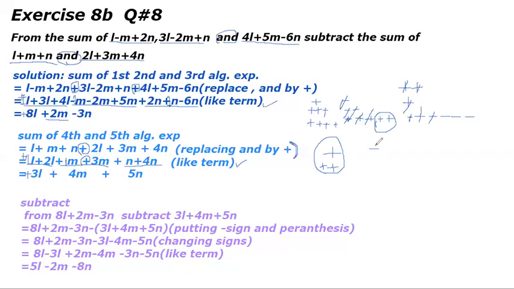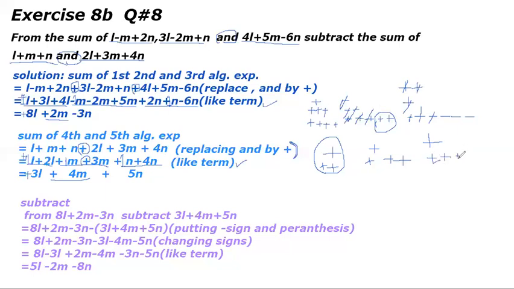Positive 1m means that positive sign 1 time, and positive 3m means that positive m 3 times. Now total they are positive 4m. Look, positive 4m. Now positive n means positive 1n and positive 4n. Positive 1n means that positive sign 1 time, and positive 4n means that positive n 4 times.